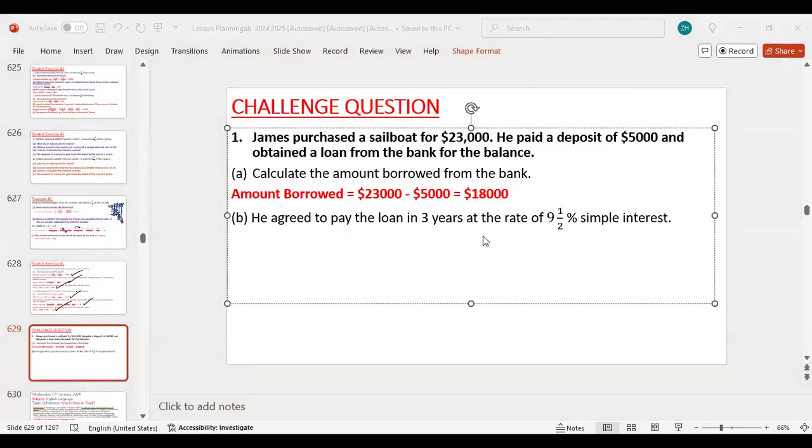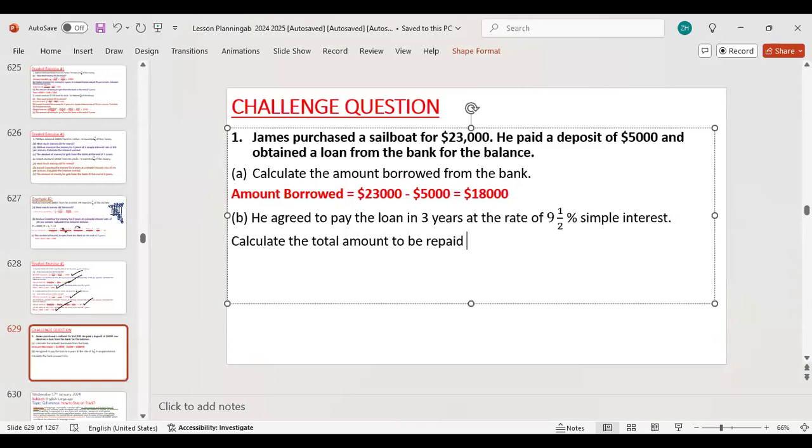He agreed to pay the loan in 3 years at a rate of 9.5%, simple interest. Calculate the total. Calculate the total amount to be repaid to the bank.